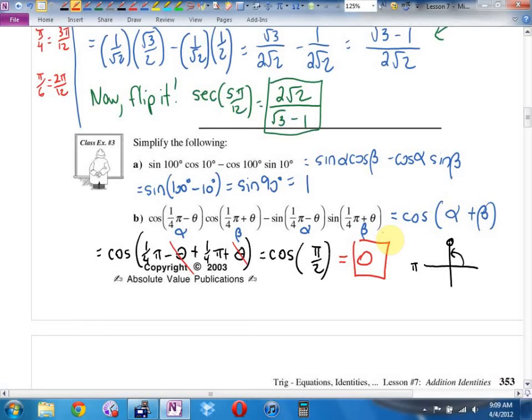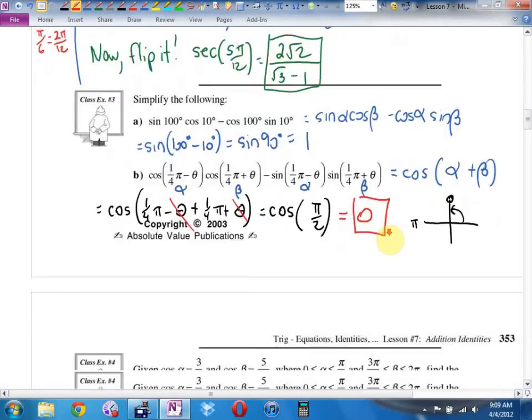Well, that's both nerdily cool and nerdily disappointing. So on your test as a multiple choice question, I'll give you some kind of addition identity in disguise. I'll give you the right-hand side, and I'll make you go find the left-hand side and simplify. Yes, let's turn the page.